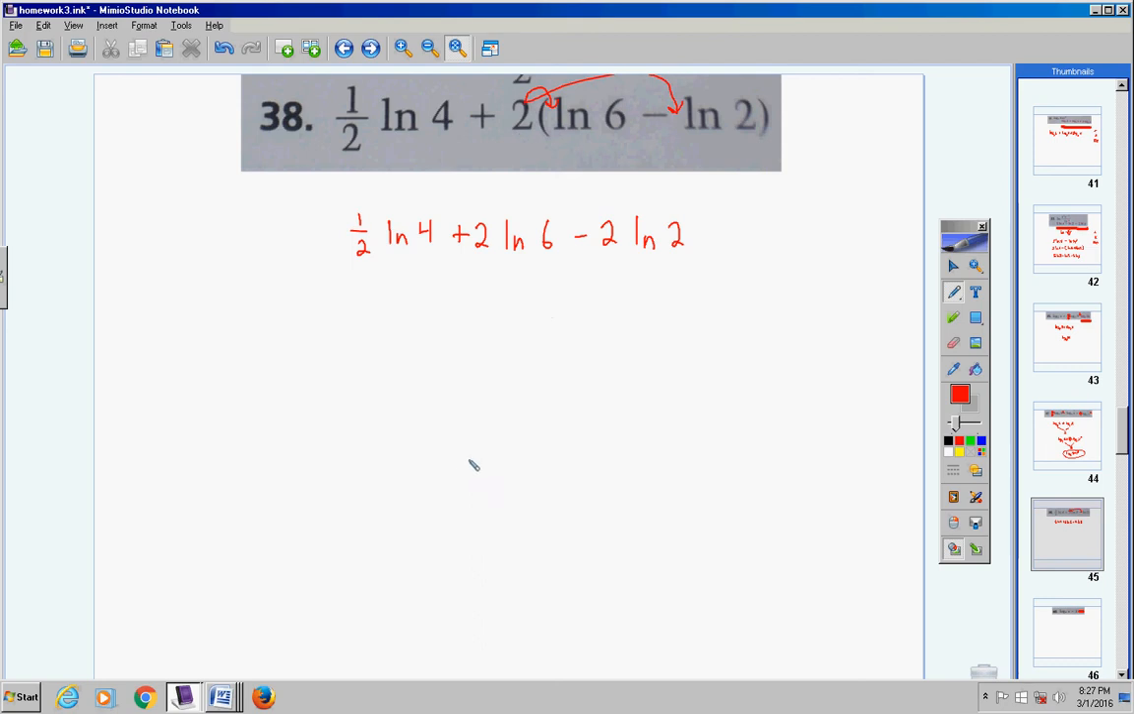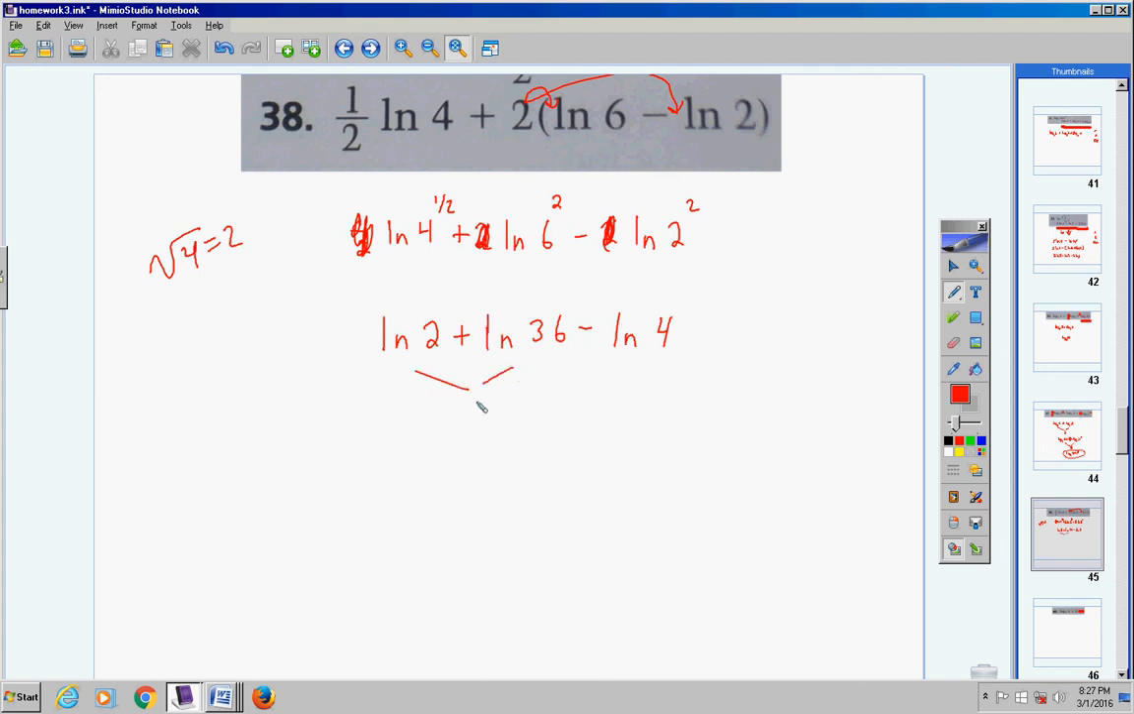Okay? Now I've got all kinds of numbers to get rid of. This 1/2 has to go right here. This 2 has to go right here. And this 2 has to go here. So now I have the natural logarithm of 2 plus the natural logarithm of 36 minus the natural logarithm of 4. 2 times 2 is 4. 6 times 6 is 36. And 4 to the 1/2 means the square root of 4, which is 2. So we're good now. Here we go.